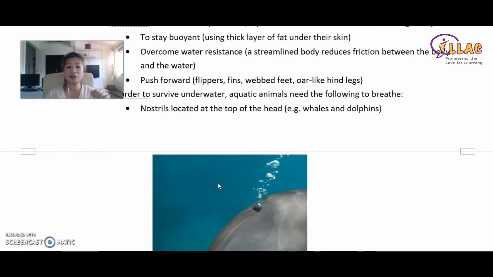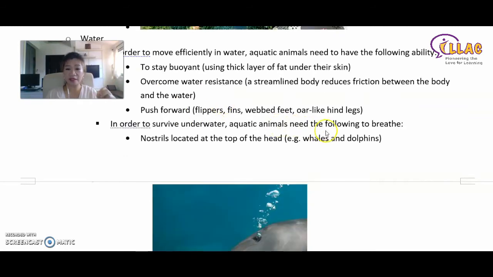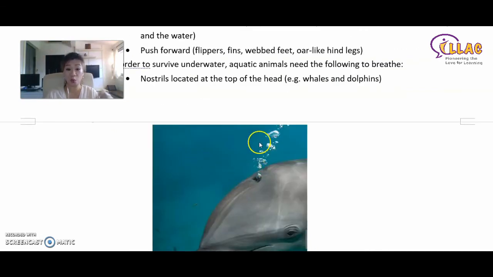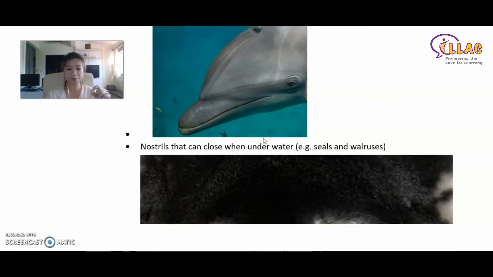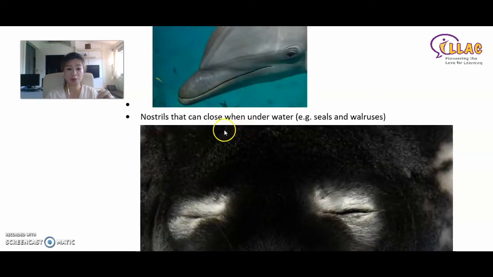Okay, so in order to survive underwater, aquatic animals need the following to breathe. So they have nostrils. Some of them have nostrils located at the top of the head. So the whales and the dolphins, they have this thing called the blowhole, okay, for them to breathe. They have also nostrils that will close when underwater. So this I'm talking about animals, mammals, okay, mammals.